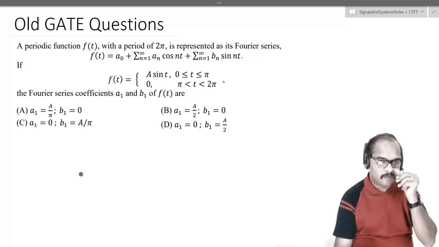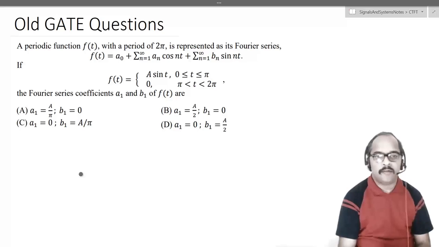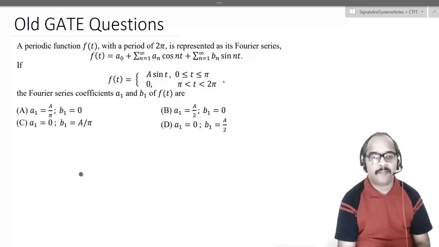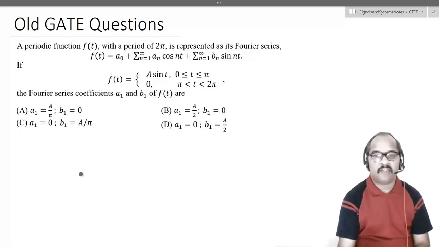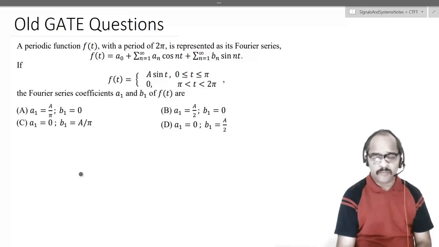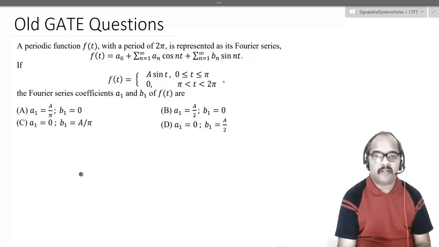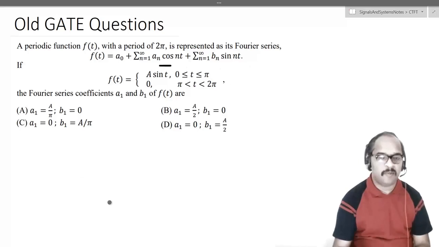Yes. So let's solve now a few old GATE questions. The first question goes like this: a periodic function f of t with period 2 pi can be represented as a Fourier series representation given by this. This is the trigonometric Fourier series representation, and the function is given by f of t equal to A sin t from 0 to pi and 0 elsewhere. The question is we have to find out the coefficients a1 and b1.